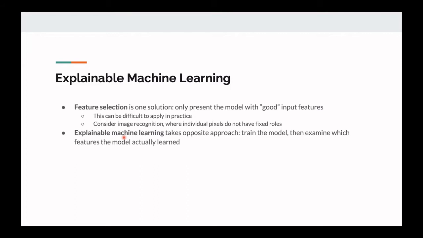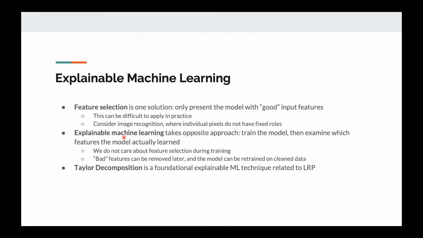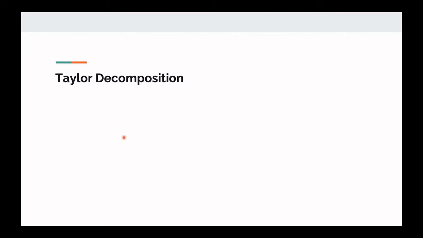And then they introduce the idea of explainable ML, which takes the opposite approach. So we train the model first, and then we look at which features the model actually learned. At this point, we don't care about feature selection because the bad features can be filtered out later, and then we can retrain the model on a sanitized data set. And one foundational XML topic that they discuss here, which will be used much later in the paper, is the idea of Taylor decomposition. So we'll take a look at that now.